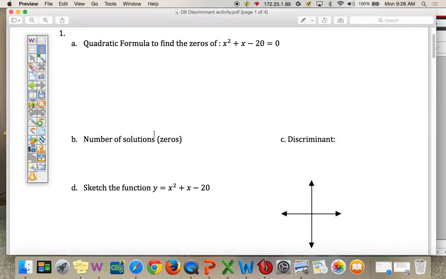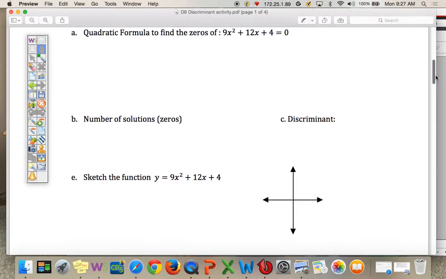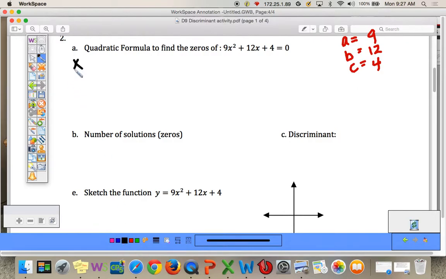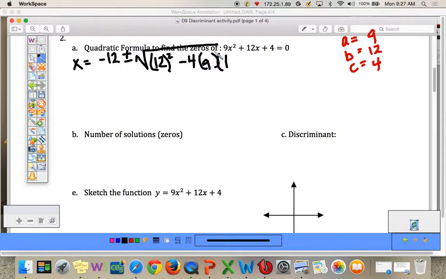So let's do the next problem together. Let's find the zeros of this function. All right, we could factor something out. Let's just use quadratic formula. A equals, B equals, C equals. All right, so we have x equals opposite b plus or minus the square root of b squared, I should put that in parentheses, minus 4ac, all over 2a.